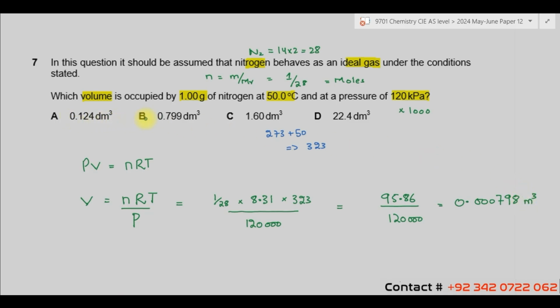In the given options, we have to find it in decimeter cube. So we can convert meter cube into decimeter cube by multiplying with 1000. It comes equal to 0.798 decimeter cube. So the correct option is B.